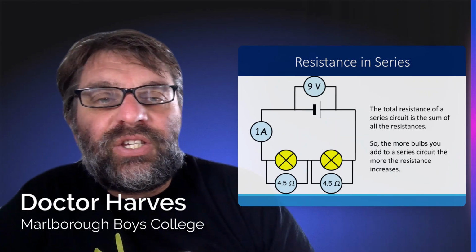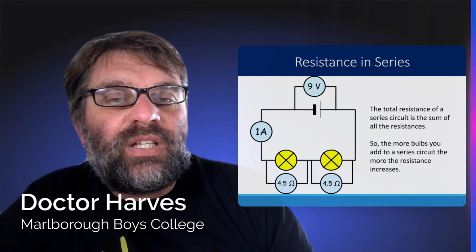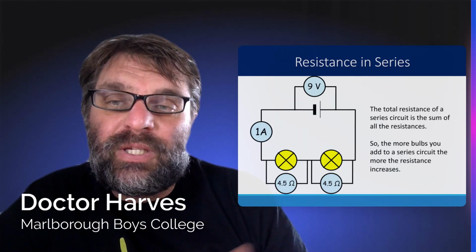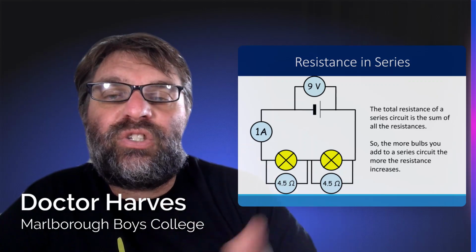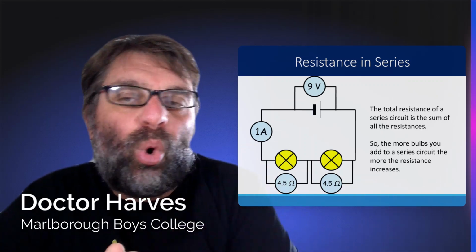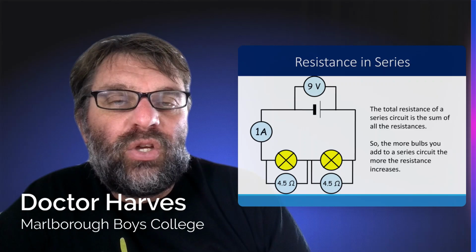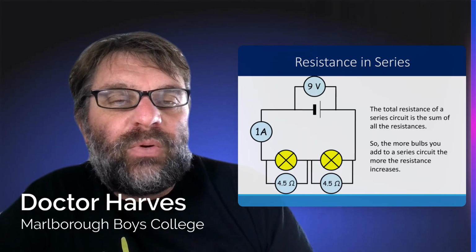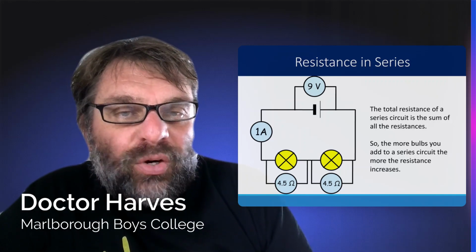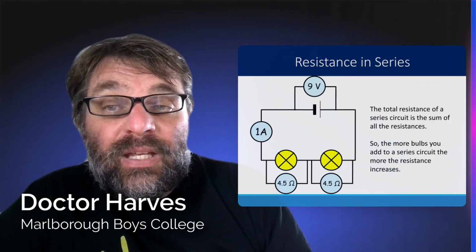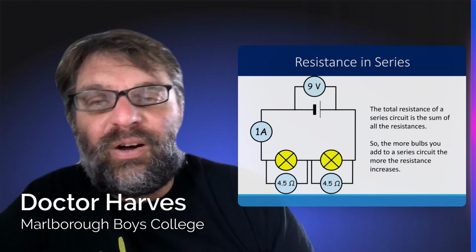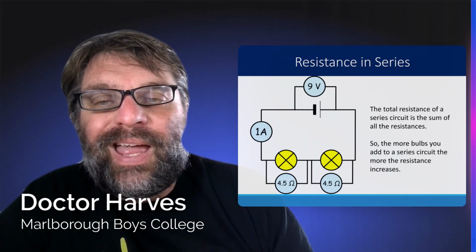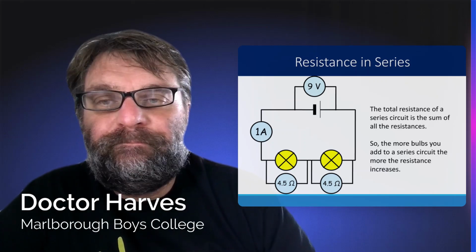So for resistance in series, the total resistance of the series circuit is basically the sum of all the resistances. So what does that mean? For lamps, that means the resistance of one lamp plus the resistance of the second lamp plus the resistance of the third lamp all add up in a series circuit. So that means that the more bulbs you add, say like in Christmas lights, in a series circuit, the more the resistance increases, and that also means that the brightness of those light bulbs goes down because you've now got more resistance as you add more lamps.